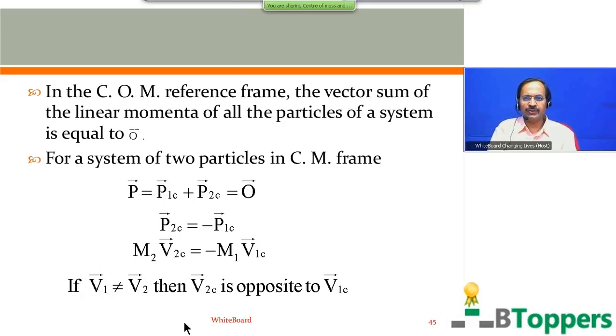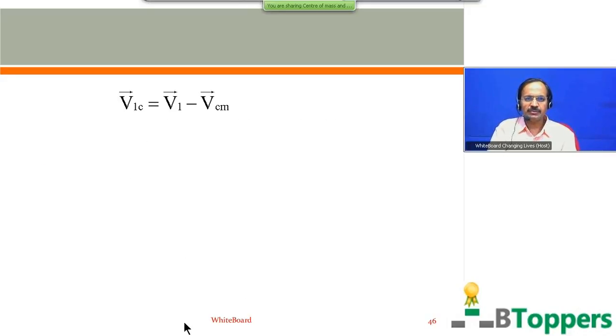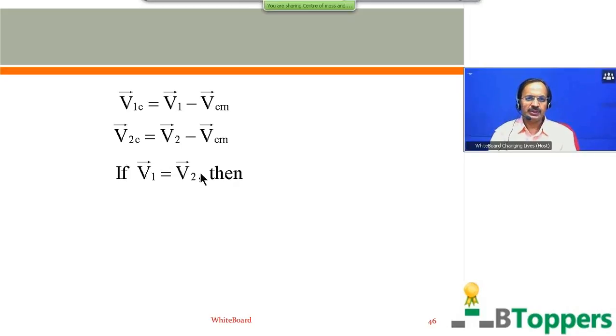I'm going to just show the continuation to this. V bar subscript 1c equals V1 bar minus V_CM bar. V bar subscript 2c equals V2 bar minus V_CM bar. V_CM bar is the actual velocity of the center of mass system of the two particles with respect to a stationary observer on the Earth. V bar 1c is the velocity of m1 with respect to the center of mass system of the two particles. V bar 2c is the velocity of m2 with respect to the center of mass system of the two particles.